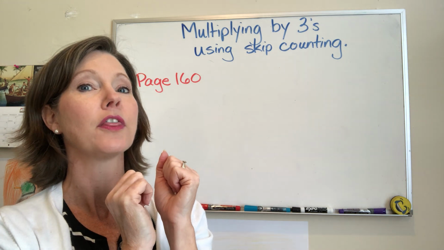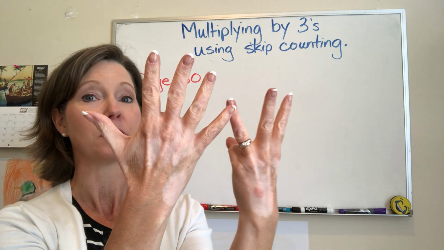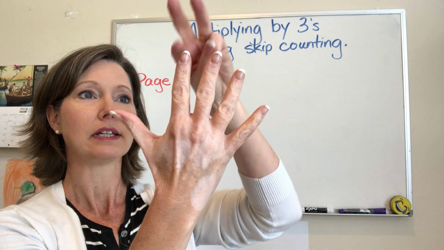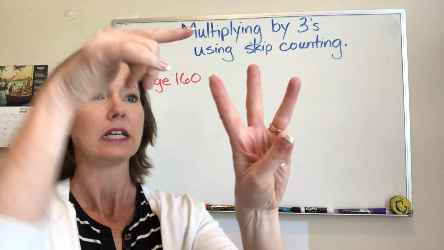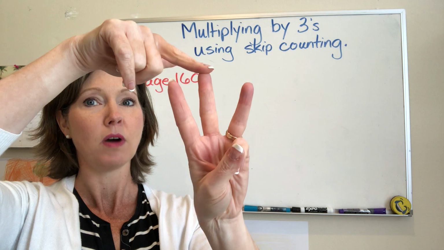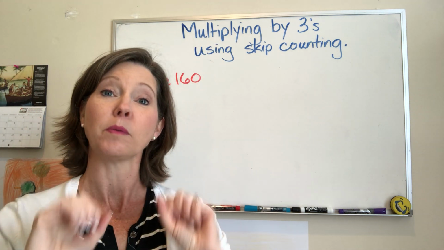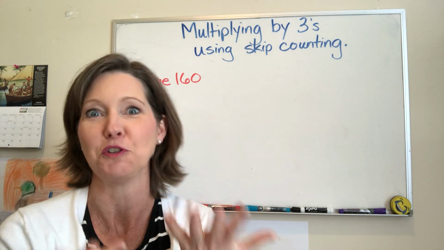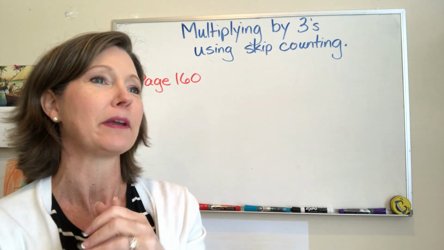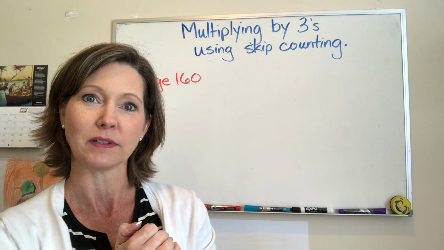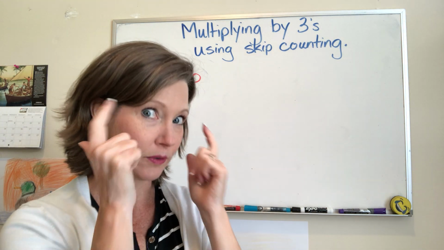What if I want to know what 8 groups of 3 are? 8 times 3. Well, let's count with our song. 3, 6, 9, 12, 15, 18, 21, 24. So 8 times 3 would be 24. Do you see how you can use your song to solve the problems? Because you're just adding 3 plus 3 plus 3 plus 3 plus 3 a certain number of times. And you have a song that helps you glue that in your brain.